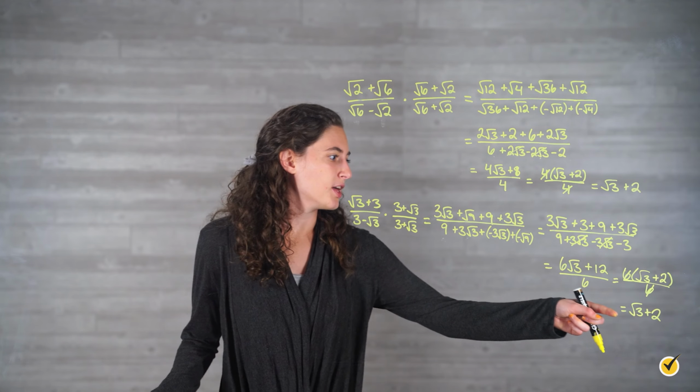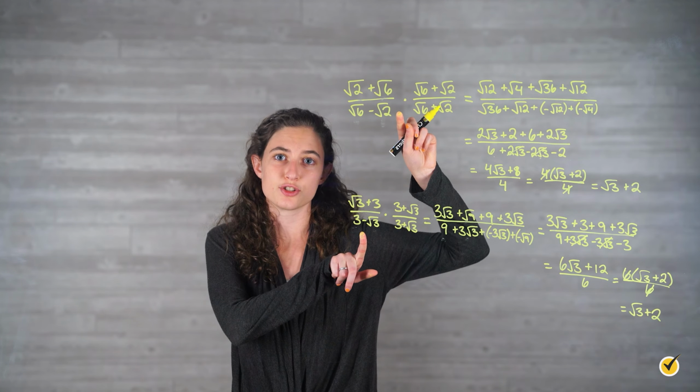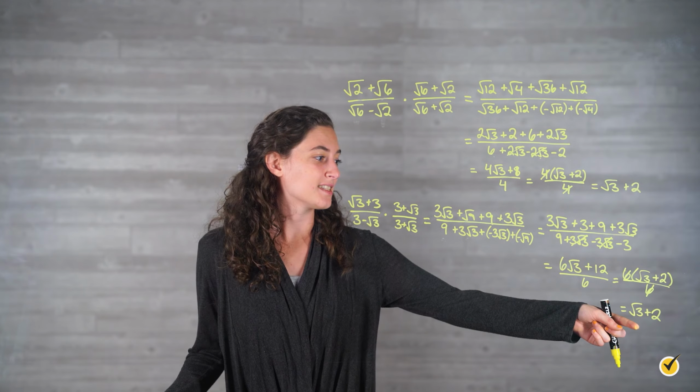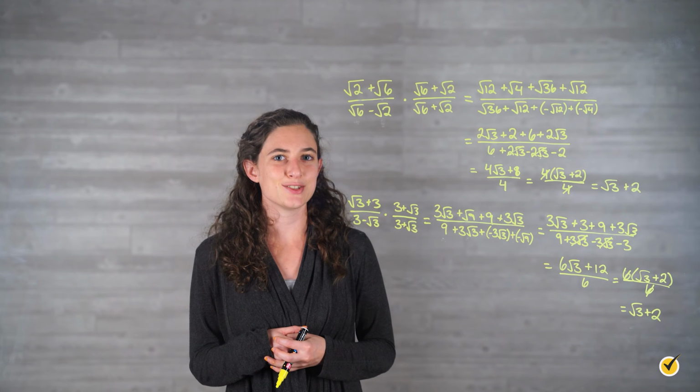So we can see that both of our values are equal to the same thing, even though originally they looked a little bit different. And this is a much nicer number, so rationalizing the denominator can sometimes be really useful.